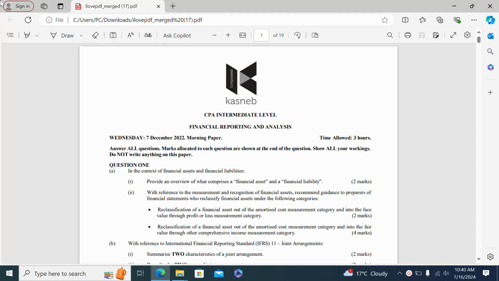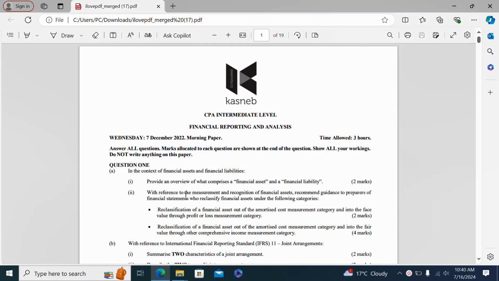This is the Financial Reporting and Analysis paper of 7th December 2022. And the first question: in the context of financial assets and financial liabilities, provide an overview of what comprises a financial asset and a financial liability.